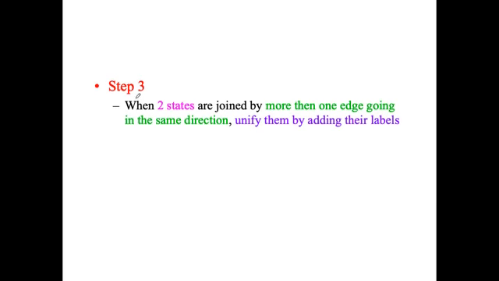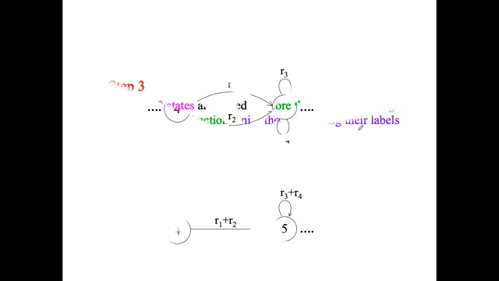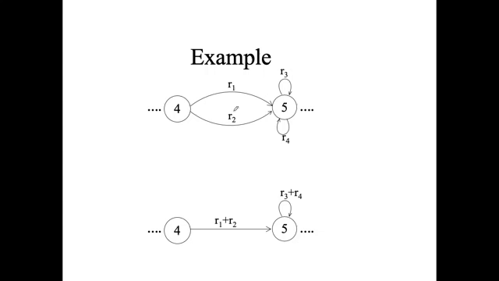Step number 3. When two states are joined by more than one edge going in the same direction, unify them by adding their labels. So for example, R4 and R5 are labeled by two transitions, R1 and R2. So what we can do is reduce it to R1 plus R2. Similarly, there is R3 and R4, so we can have R3 plus R4.